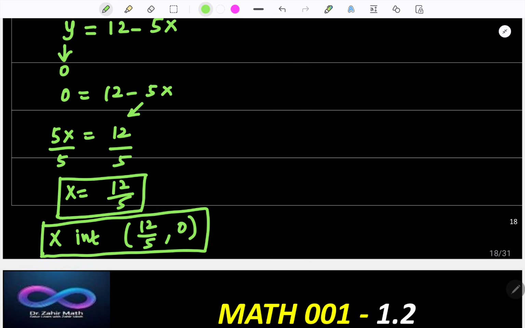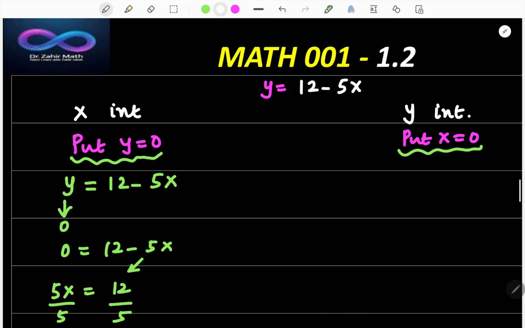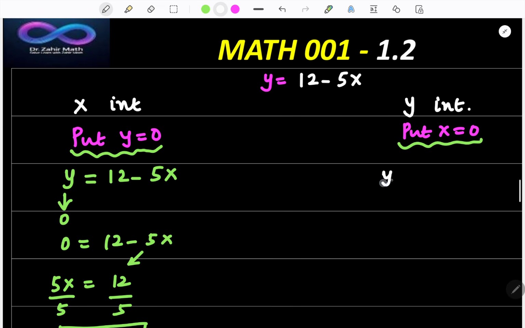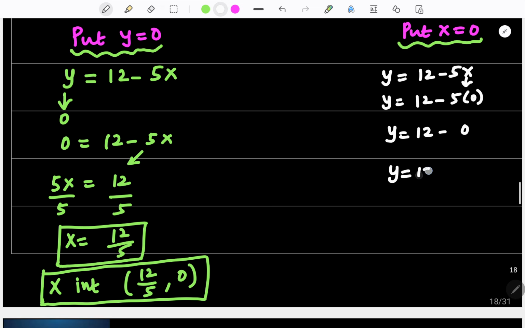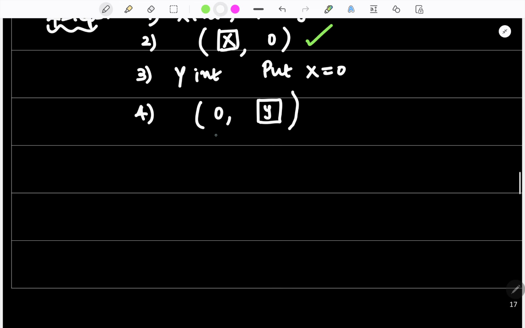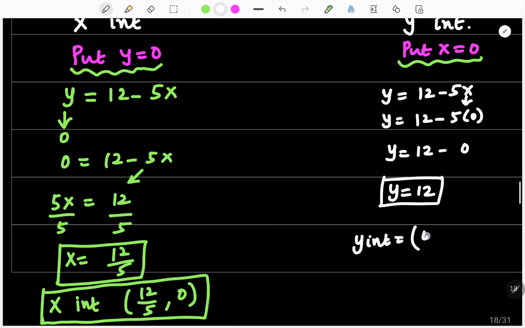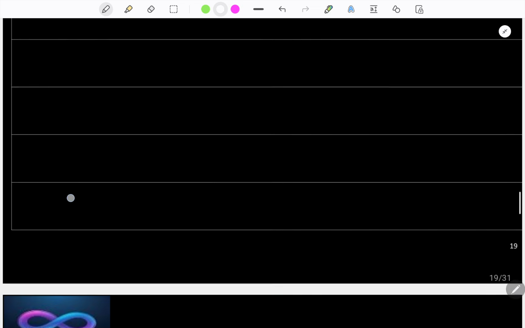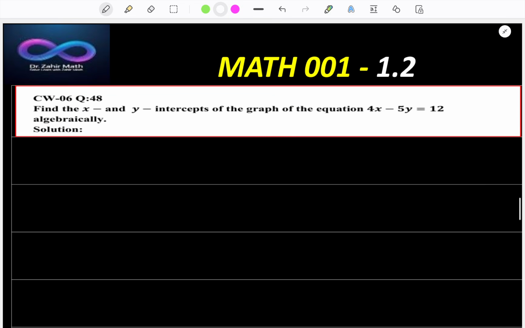Keep in your mind. Okay, right. So let's go for the y-intercept. Put x is equal to 0. So y equals 12 minus 5x. Y equals 12 minus 5 times 0, which is 0. So y equals 12. Is this your y-intercept, teacher? No. You have to write the y-intercept as 0 comma the y value. So we write 0 comma 12. Clear, all of you? Close the bracket. Yes. Let's go to the next question. Next question is find the x and y-intercepts of the graph.